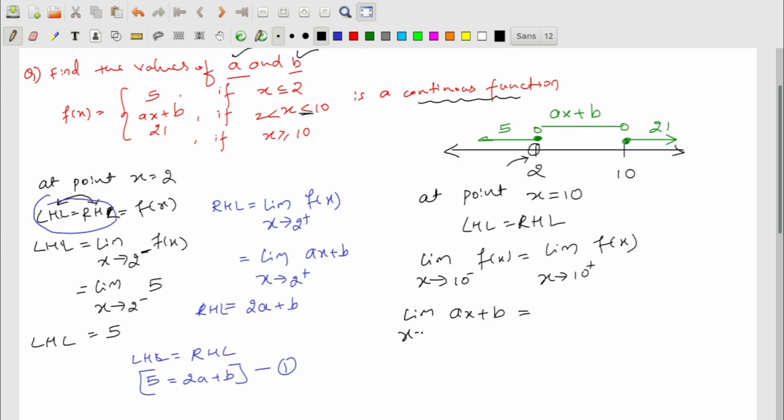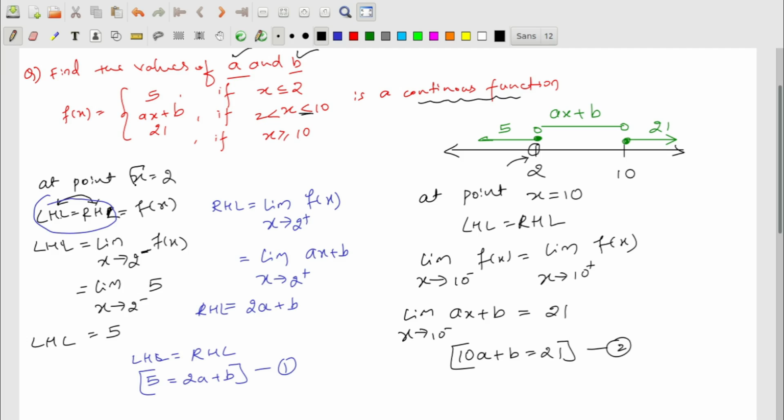Limit x tends to 10 minus. Here, if x is 10 plus, that is greater than 10, then the value of the function is 21. Now you make the substitution here. So what we get? 10a plus b is equal to 21, right? So now this is the second equation.